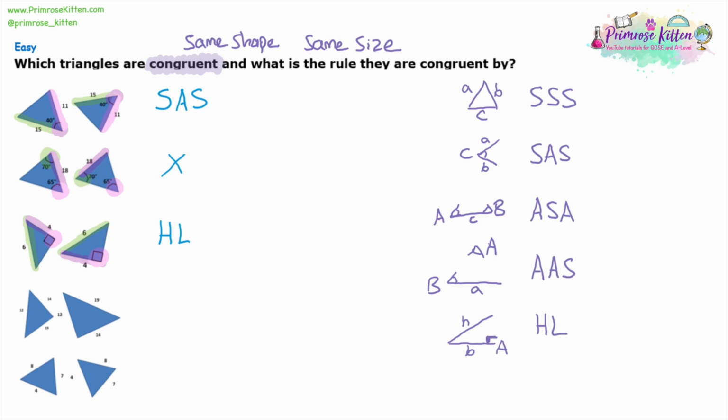Moving on to question 4. So we have a length of 12, we have a length of 19, and we have a length of 14. So we have 3 sides that are all the same. We have no angles. It looks like it might be an SSS proof, side, side, side. Let's just check that the second triangle has the same measurements. So we have 12, we have 19. It's coming off the opposite side. That's fine. And then we have the 14.